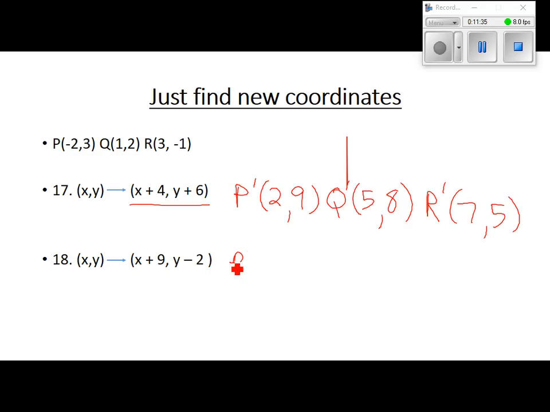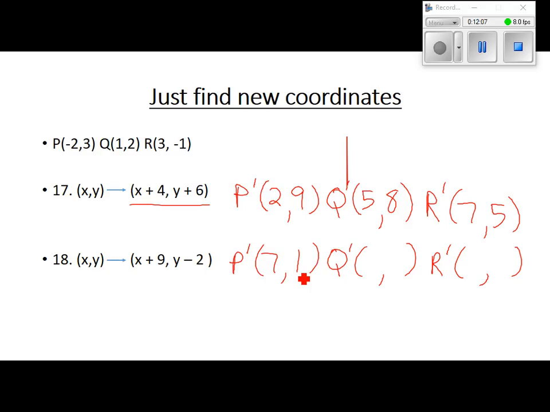We'll write down the same thing here: P prime, Q prime, and R prime. This is a completely different graph this time. What's the new rule? The rule on 18 is telling us to do what to every x coordinate? Add 9. How about the y coordinates? Minus 2. So we go back up here. Add 9 to that, what do you get? 7. Subtract 2 from that, what do you get? 1. That's the P prime for 18.